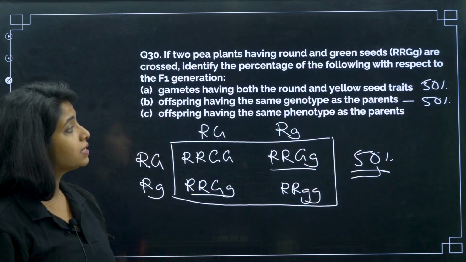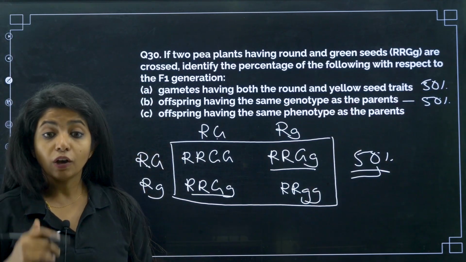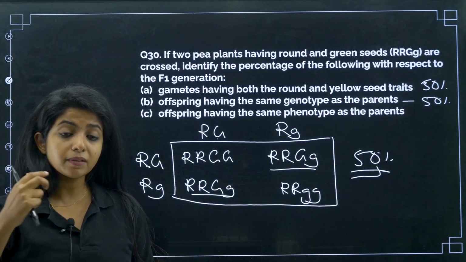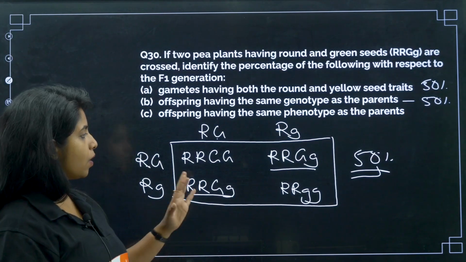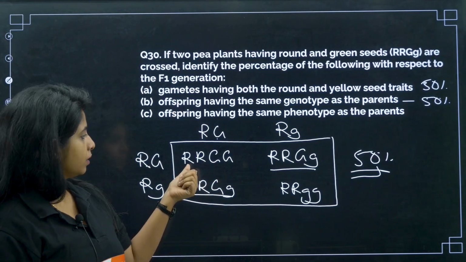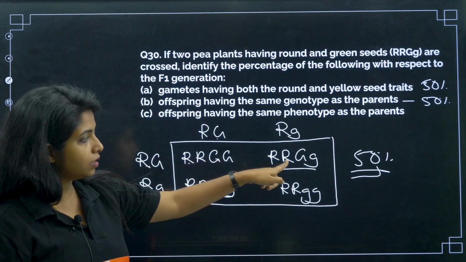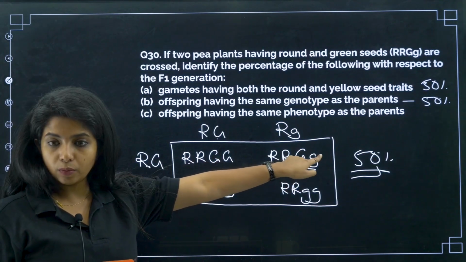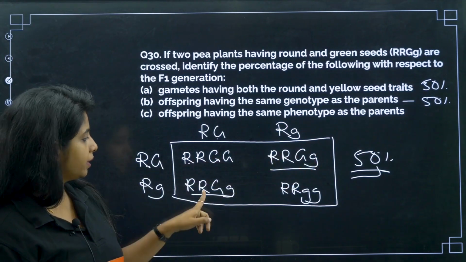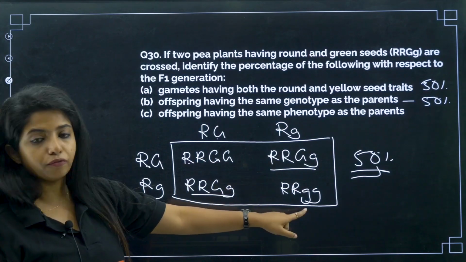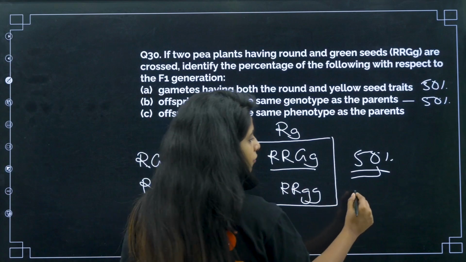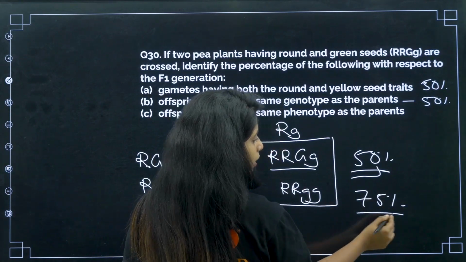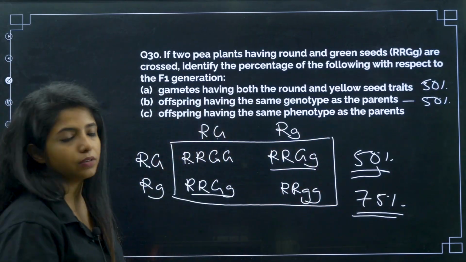Now, offspring having the same phenotype as the parent. Phenotype as in the looks, appearance. So, they should be round and green. How many of them are round and green over here, my dear children? Here it will be round and green. This also will be round and green because there is a dominant one, green, to dominate it. Here also it will be round and green. 3 out of 4 basically means 75% of them will be having the same phenotype as the parents.